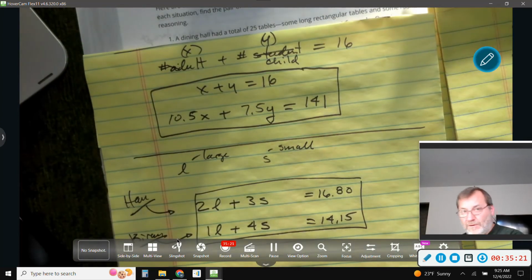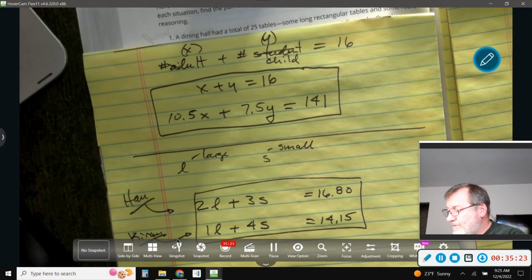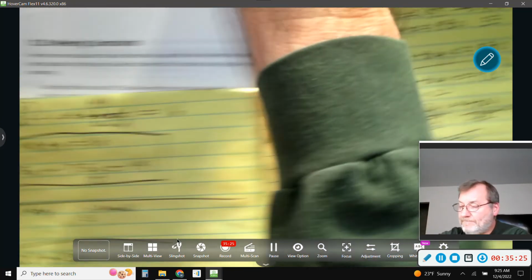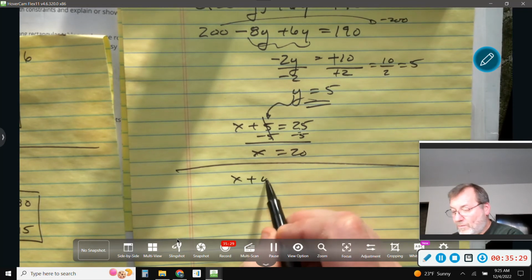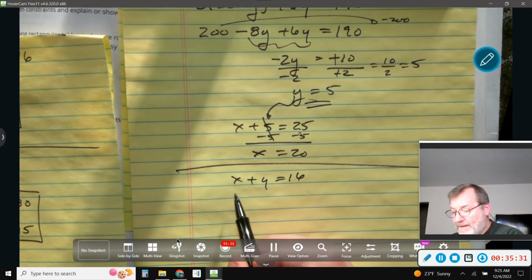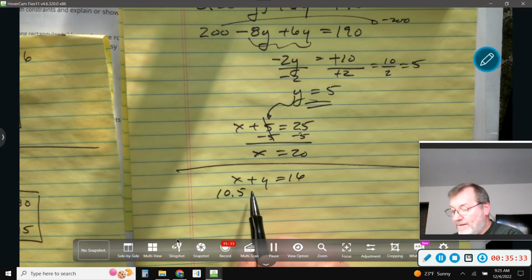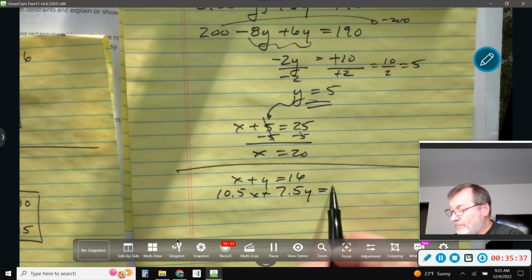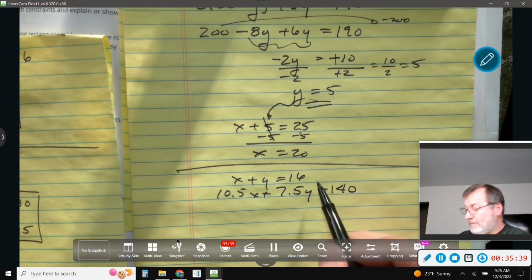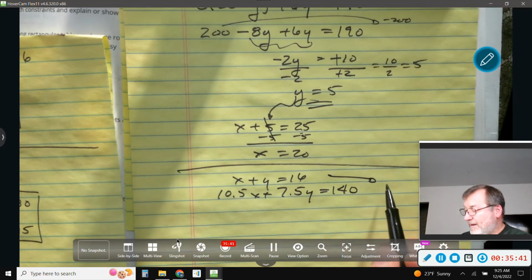On the next one, I have a very similar situation. I have this thing set up. So I have x plus y equals 16, and then I have 10.5x plus 7.5y equals 141. Let's take this one and solve for x.